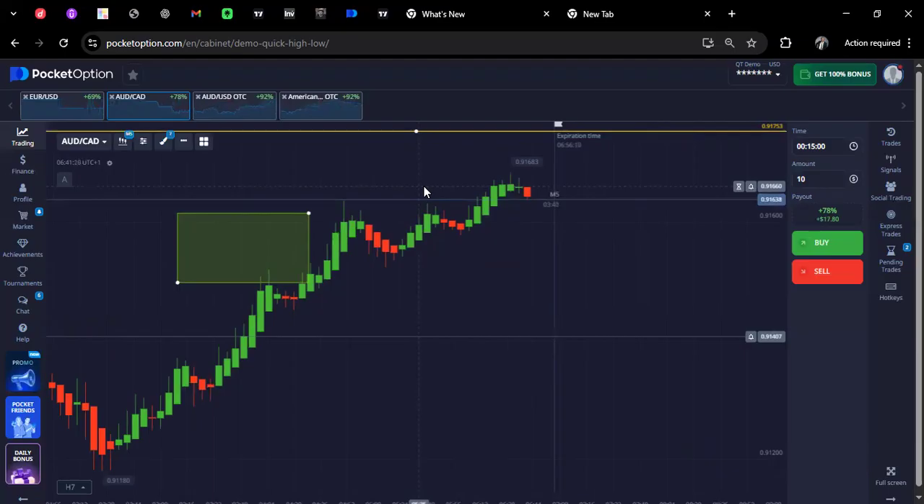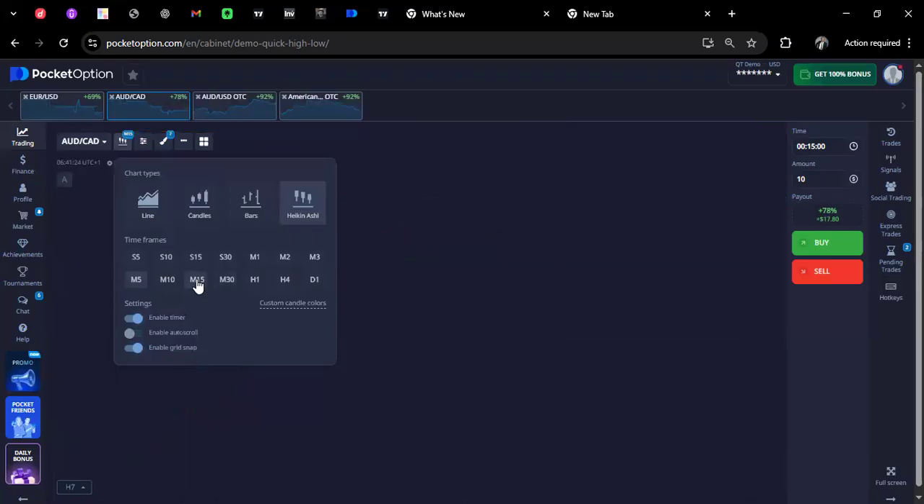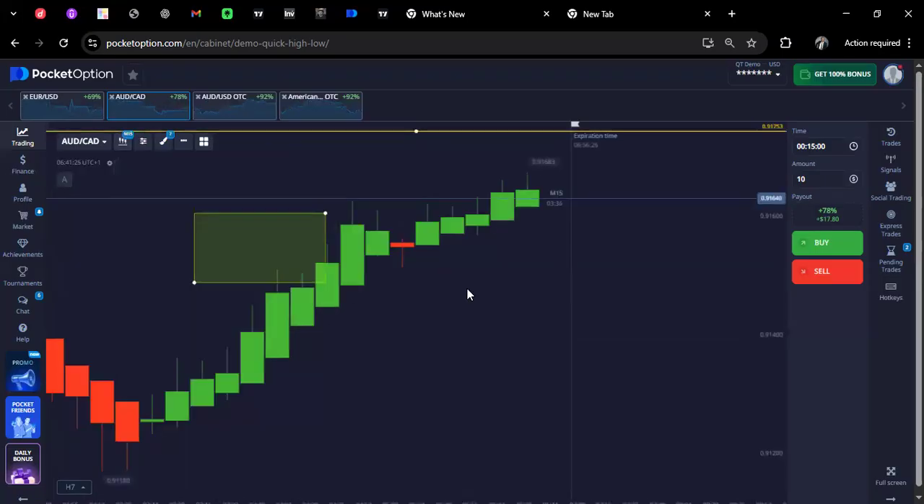Am I now confused? I know I had a zone marked out. Where's my 15 minutes? I had a zone marked out on my 15 minutes.